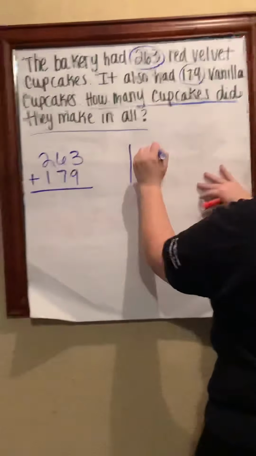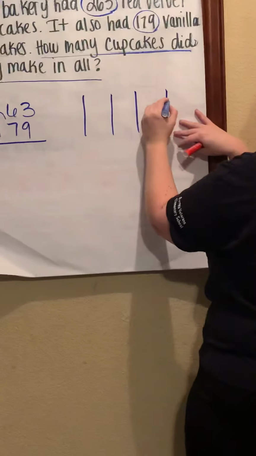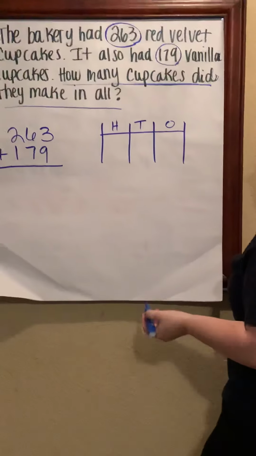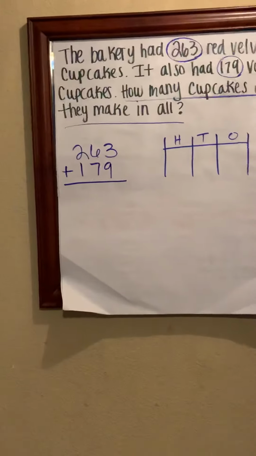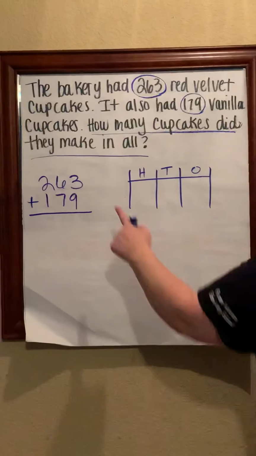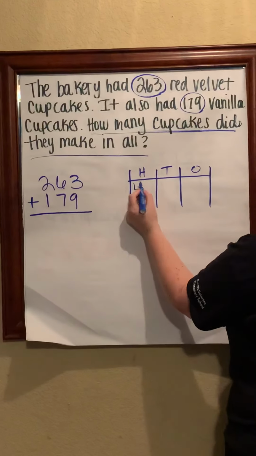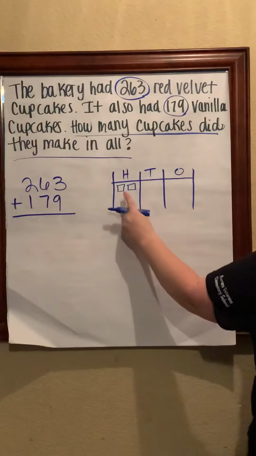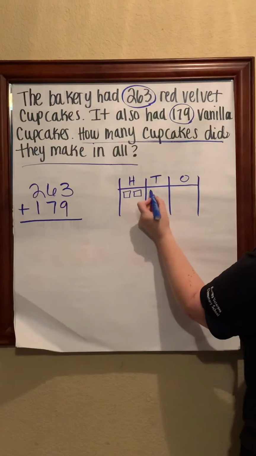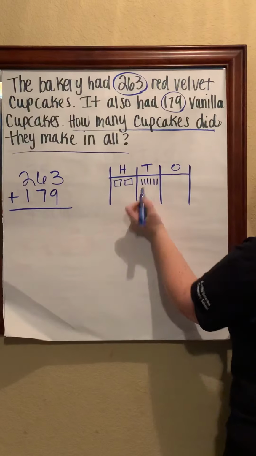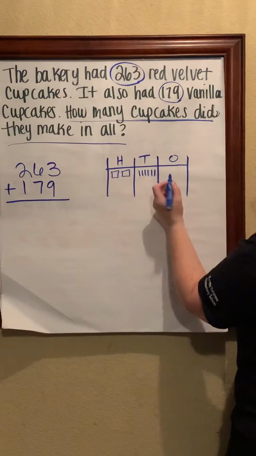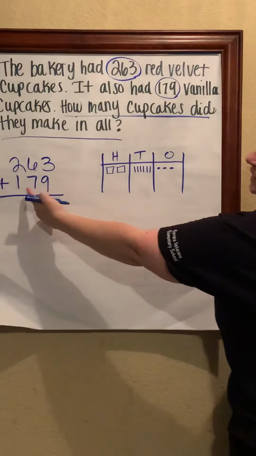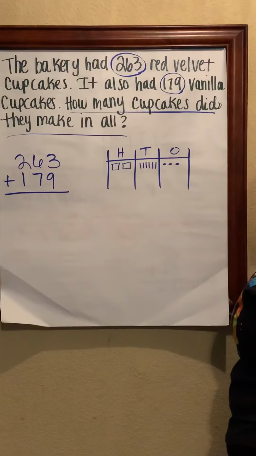Okay, let's do our place value chart. Okay, I've got my hundreds, my tens, and my ones. And I am going to use all three of these places. So I'm going to start out with 200s. Those are the little boxes. Those are 10 tens put together twice. I've got 6 tens, okay? And I have 3 ones. 1, 2, 3. Now I need to add 179 to that.